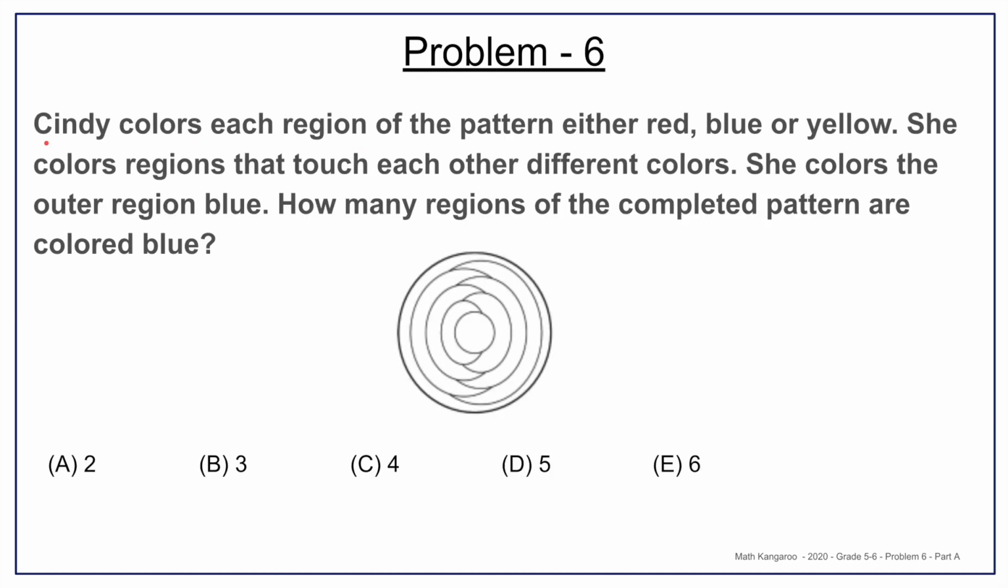Problem 6. Cindy colors each region of the pattern either red, blue or yellow. She colors regions that touch each other different colors. She colors the outer region blue. How many regions of the completed pattern are colored blue? This is the pattern and these are our options. So she starts with the color blue. So let us pick the color blue. We'll color blue on the outer rim.